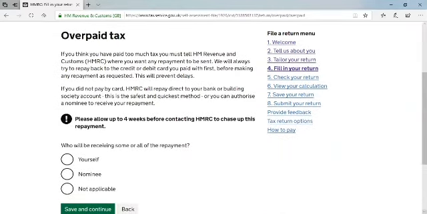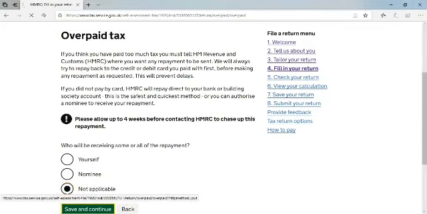Overpaid tax. If you have overpaid tax, this won't apply to myself here because I'm going to be due to make a payment, but you can select yourself or a nominee, input your bank details or address, and they will send the refund to you. In this case, it's not applicable because I'm going to have a tax liability to pay.